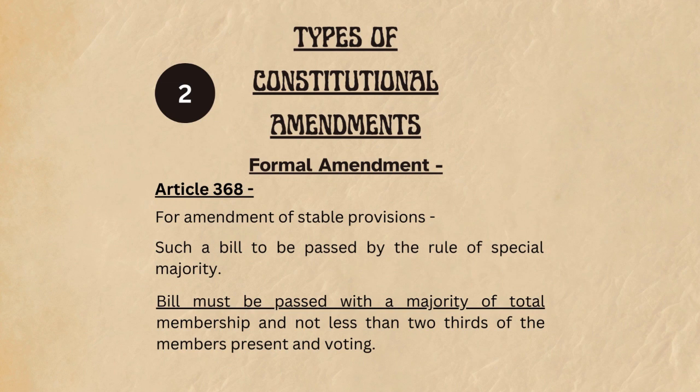However, you must remember one important point. The procedure described in the proviso to Article 368 need not be followed while amending such provisions. Such provisions may be amended only by passing the required or the necessary bill by the rule of special majority.